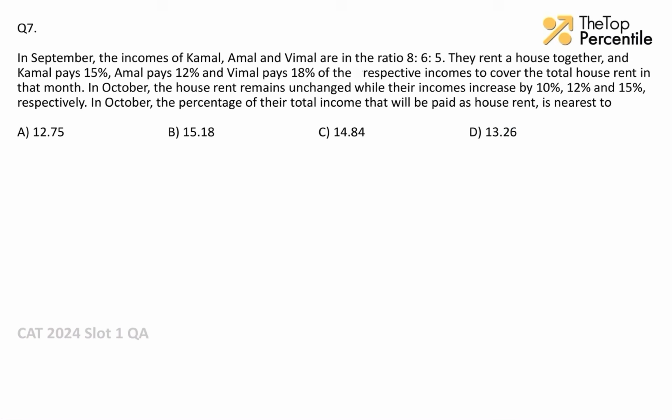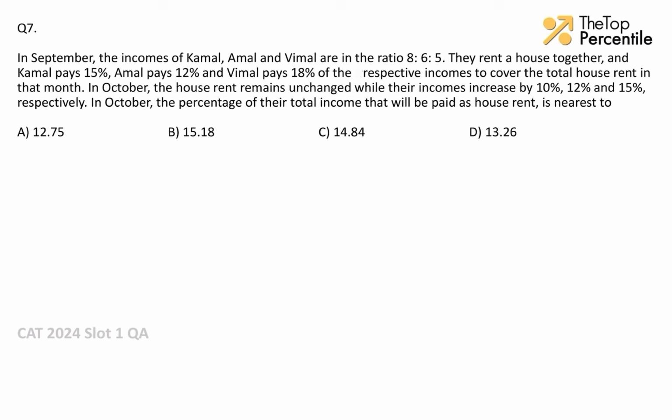The question says, in September, the incomes of Kamal, Amal and Vimal are in the ratio 8 is to 6 is to 5. They rent a house together and Kamal pays 15%, Amal pays 12%, Vimal pays 18% of their respective incomes to cover their total house rent in that month. In October, the house rent remains unchanged while the incomes increase by 10, 12 and 15% respectively. In October, the percentage of the total income that will be paid as house rent is nearest to what?